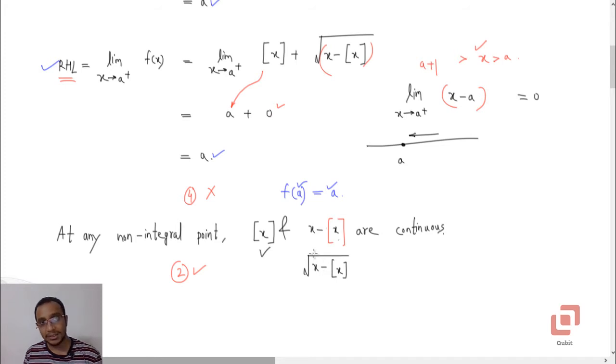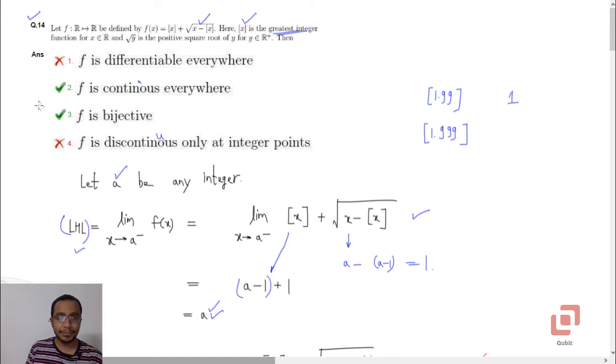By using the algebra of continuous functions, that is, if f and g are two continuous functions at a point, then f plus g and f minus g will both be continuous, which means at any non-integral point our function is continuous. So at any x, be it an integer or a non-integer, we have already proved that the function is continuous. So it is continuous everywhere. That is option 2, which is the correct option.